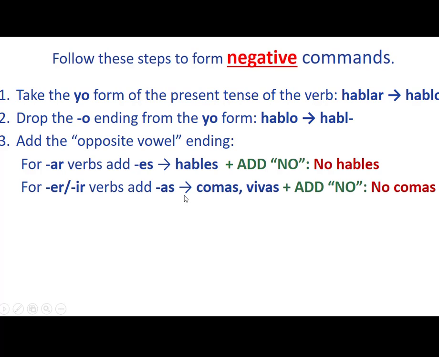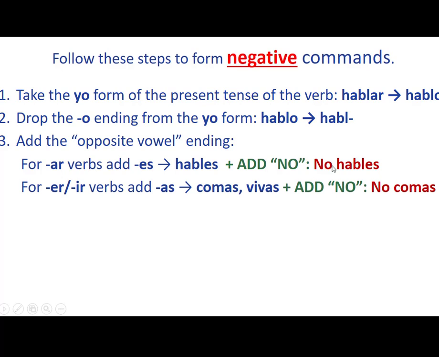Now, if the verb you're working with is an ER verb or an IR verb, let's say we're talking about comer or vivir, like we have here. We already looked at the yo form. We dropped that O at the end, and then we're going to add AS. So this is what we have, comas or vivas. The last step, and very, very important because without this, you're not going to have a negative command, is you need to add a no in front of that. So to say like, don't speak or don't eat or don't study, don't whatever. So yeah, we're going to add that no in the front and then we're going to keep that form.